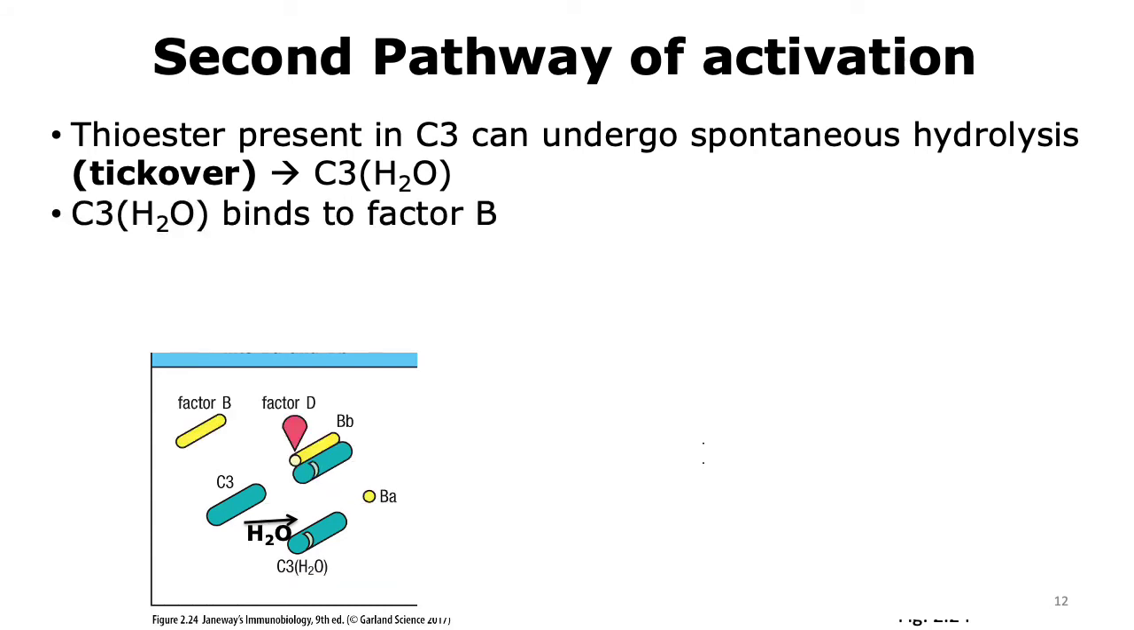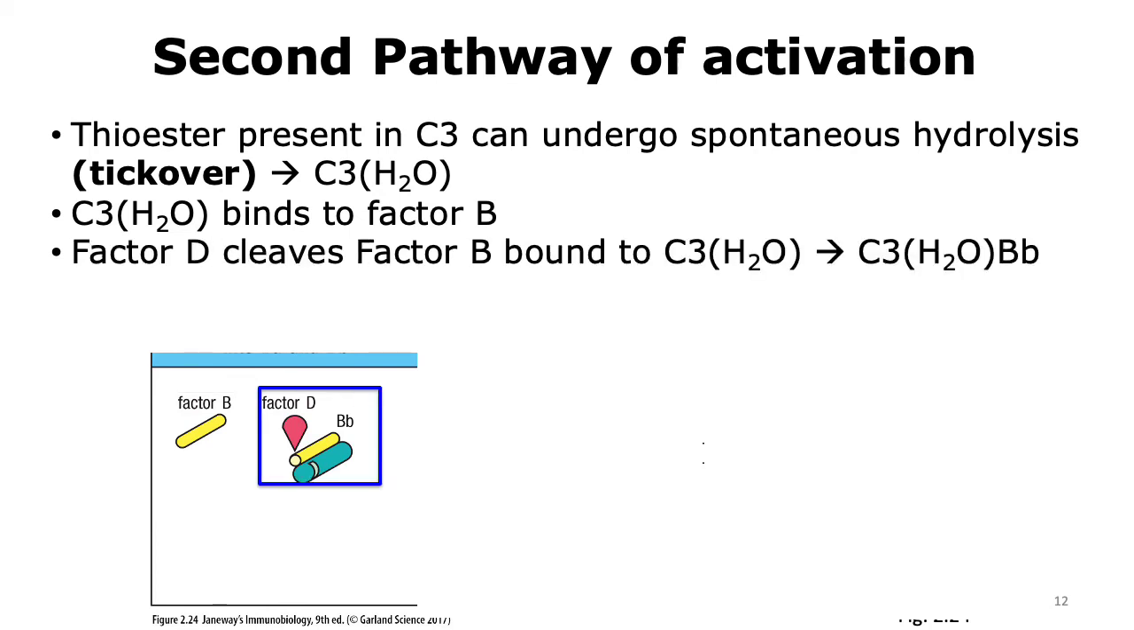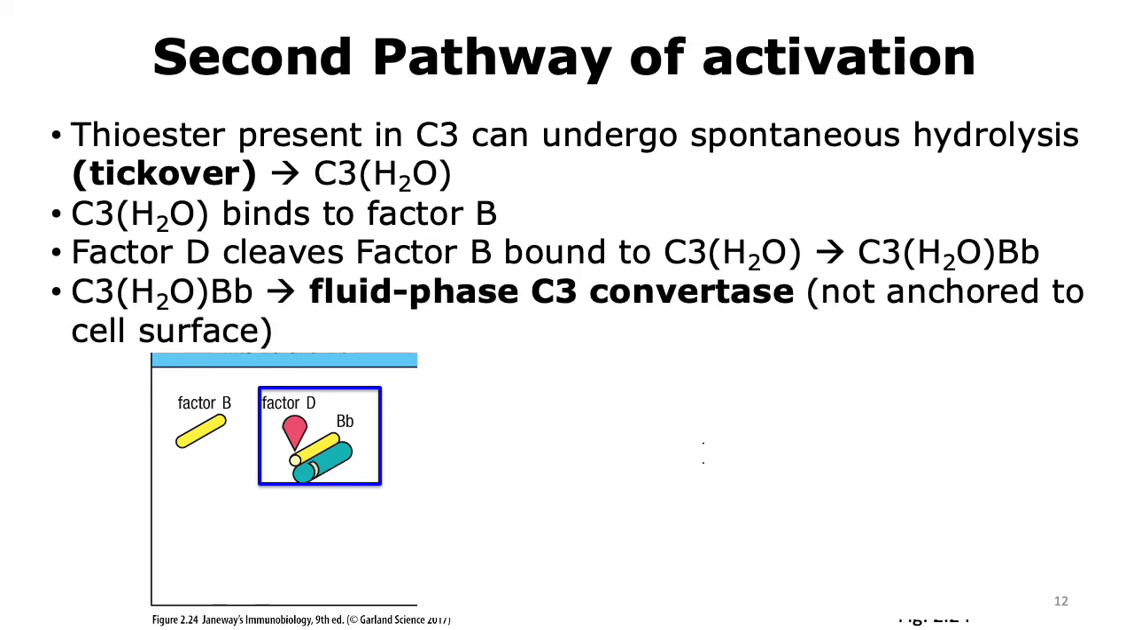This hydrolyzed C3 can now bind to factor B. And by binding to factor B, it facilitates an interaction with factor D that can cleave factor B that was bound to that hydrolyzed C3 or the C3H2O. This results in the cleavage of factor B to form two fragments, which are Ba and Bb. Now the Bb fragment associates with the hydrolyzed C3 and forms the complex C3H2O-Bb, which is also called the fluid phase C3 convertase because it has enzymatic activity.